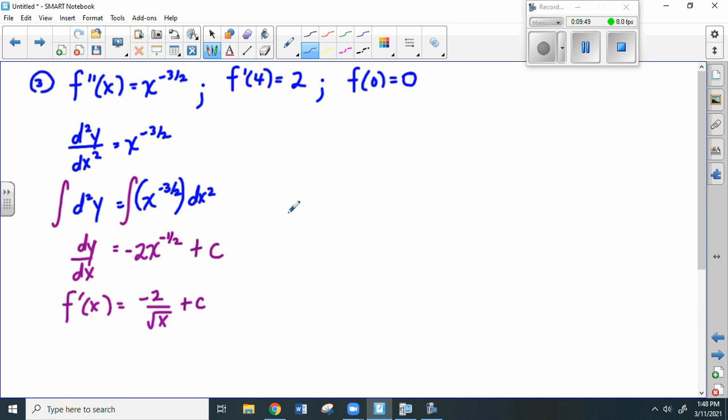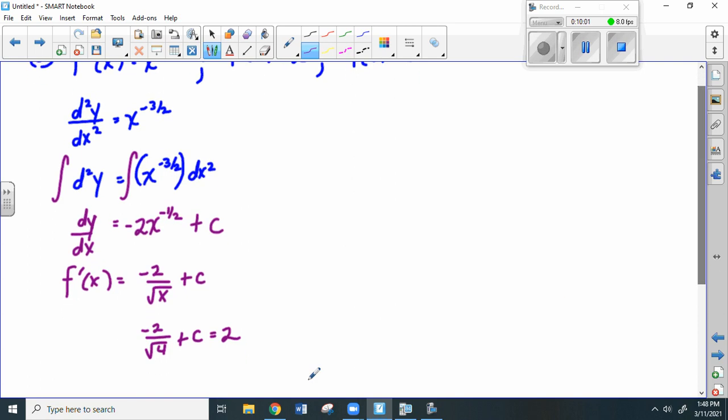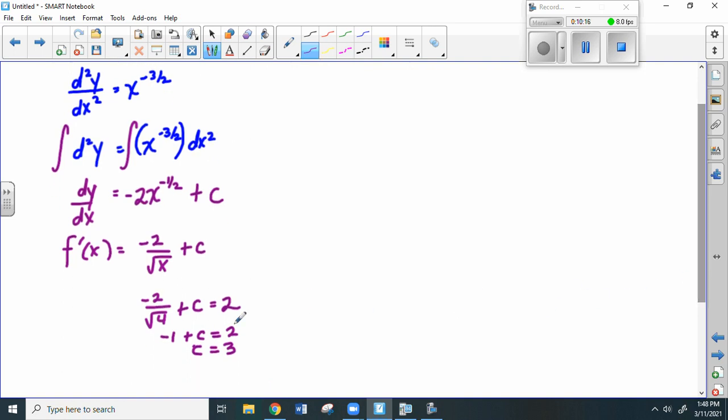Okay, so then I take the given information for the first derivative, f prime of 4 equals 2. So that's telling me if I plug in 4 for x, I should equal 2. All right, and so square root of 4 is 2, negative 2 divided by 2 is negative 1. And when I get c by itself, I get 3. Okay, so my first derivative solution is negative 2 over the square root of x plus 3.